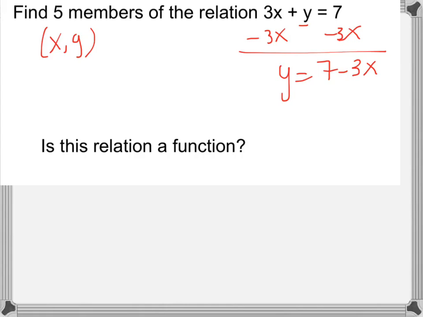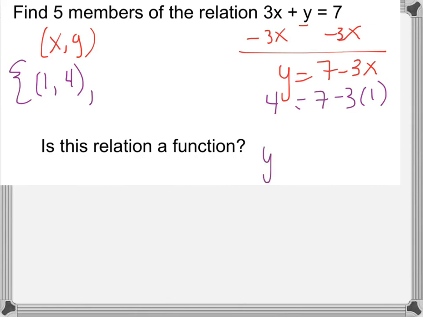Now let's put some numbers in for x. Let's put 1 in for x. So 7 minus 3 is 4. So one element of the relation, I'm going to write it as a set. One element is (1, 4). Okay? All right, let's put negative 1 in and see what happens.